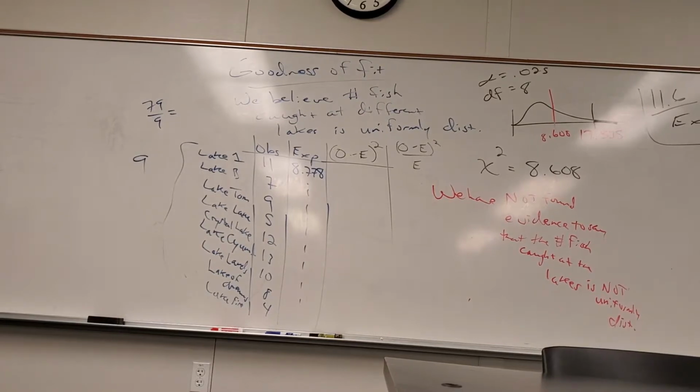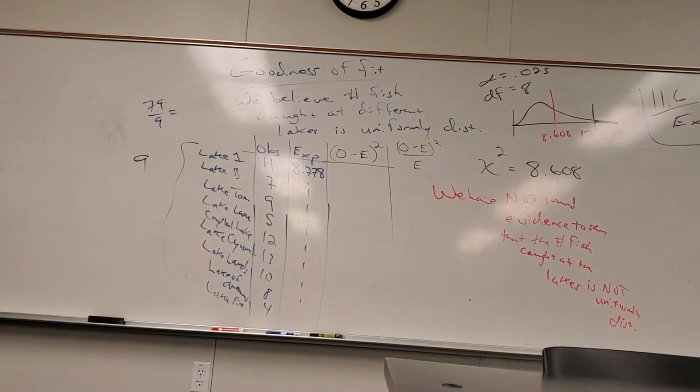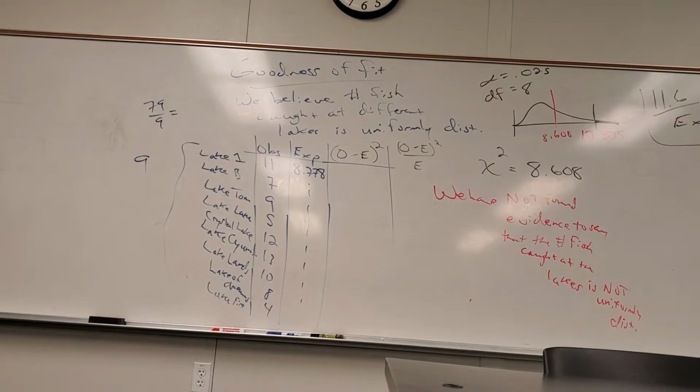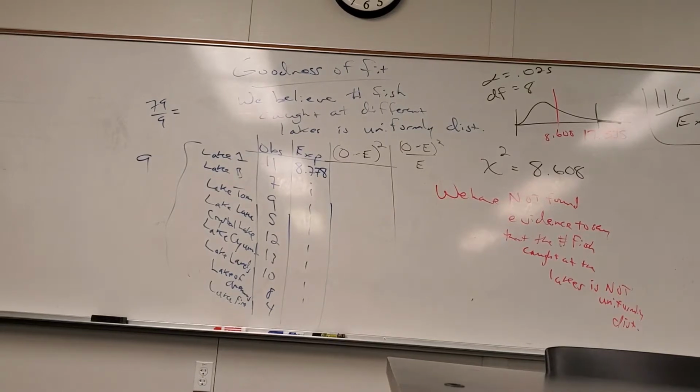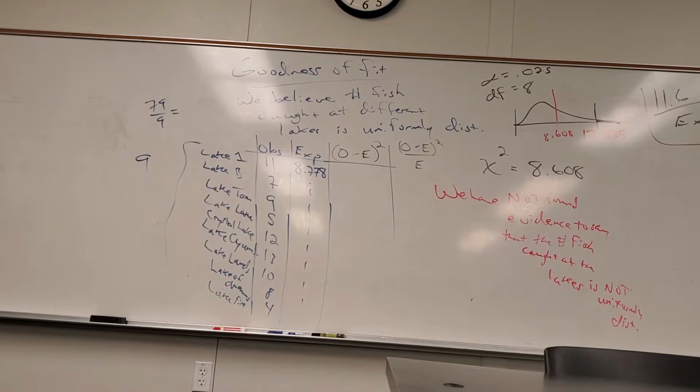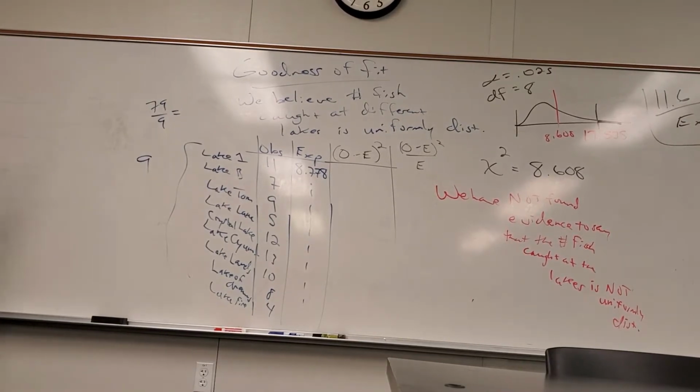Got the first two. Alright, so then L3 is going to be observed L1 minus expected L2 squared. So L3 is going to be L1 minus L2 squared, just like that. Observed minus expected squared.